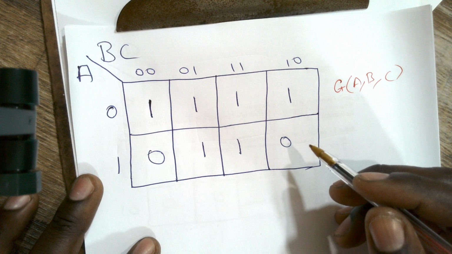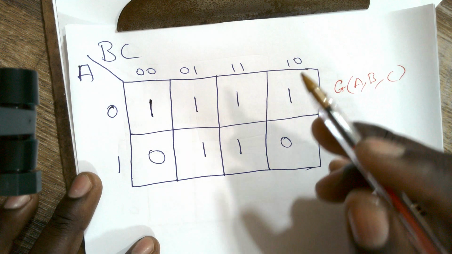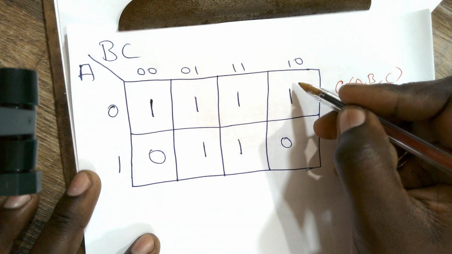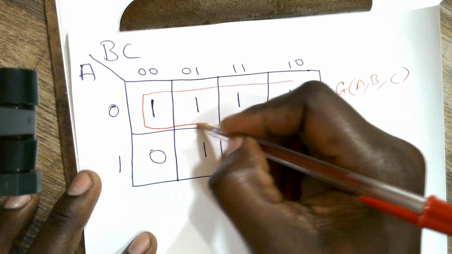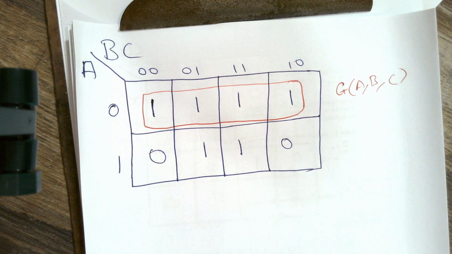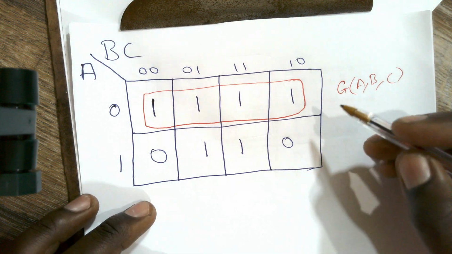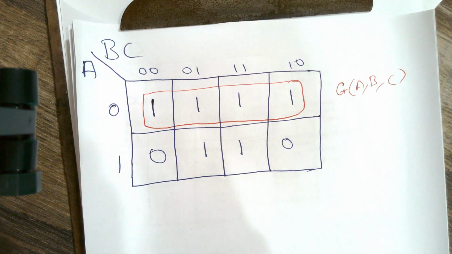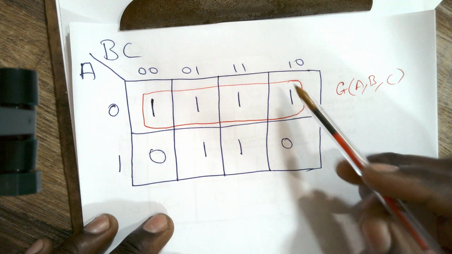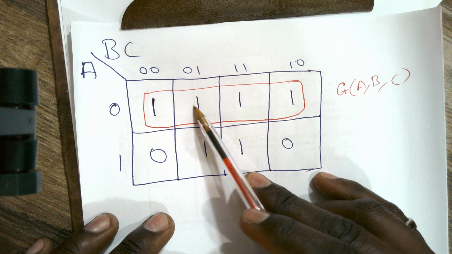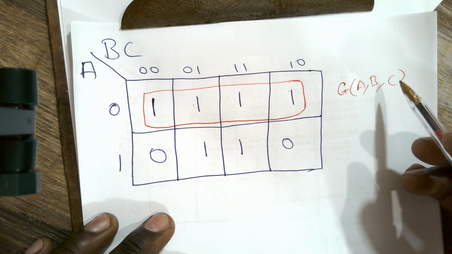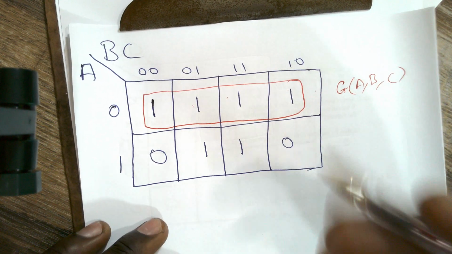So first thing we do, we have to find the biggest circles or squares of ones of 2 to the power of n. We are seeing 4 ones here. So we could immediately go and find the expression. Now let's use the shortcut method. The long cut method requires us to actually find all the expressions for the individual ones. And I could actually try it. Let's try both methods.